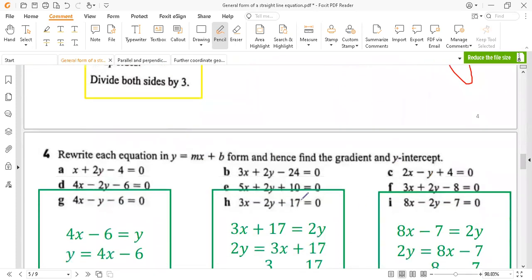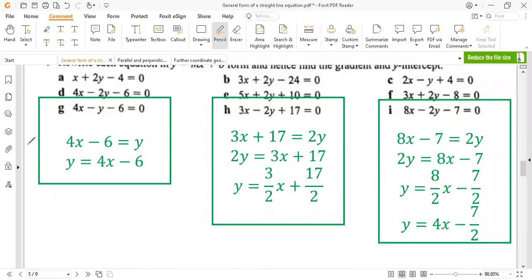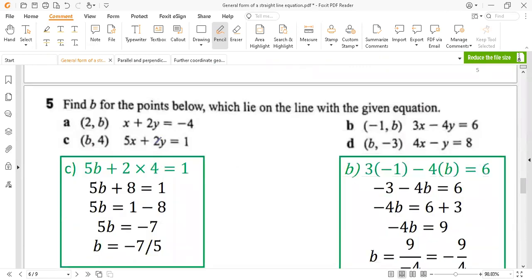Okay, so also it is easy to apply the same strategy to obtain this equation y equal to mx plus b. Okay, you can do it by yourself.